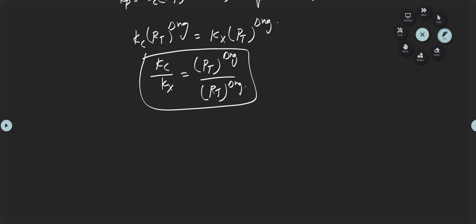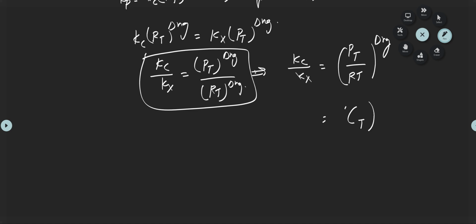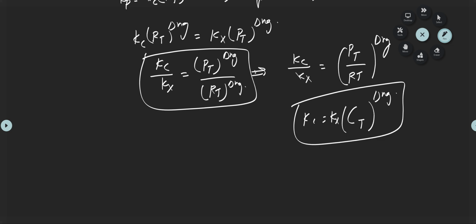If you want to simplify this, we can also simplify Kc by Kx. I am taking (Pt by Rt) whole power delta Ng. We can take this as Ct, the total concentration, whole power delta Ng. It is Kc, and you can send that Kx to that side. So we can write it in this simple form.